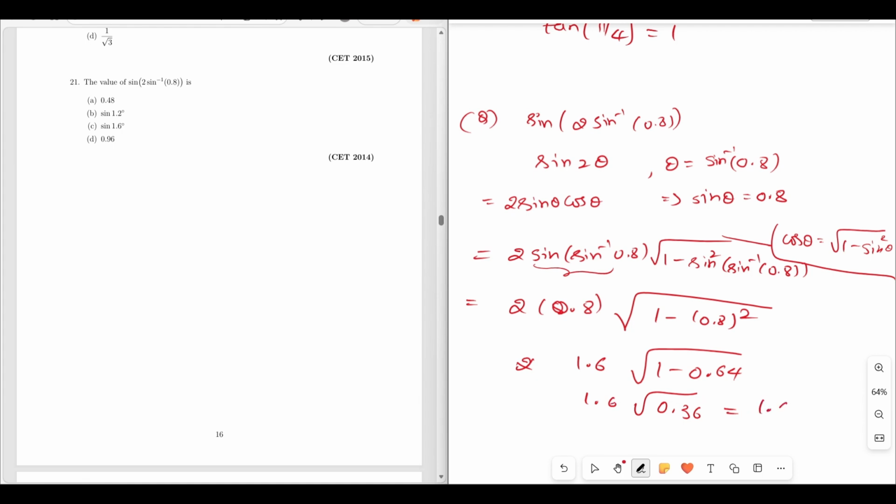0.36 is nothing but 0.6. So when you multiply, you'll get the answer as 0.96. So what is the option? The value of this expression is 0.96, which is given by option D, 0.96. So with this, we have discussed questions from the year 2025 to 2014, combining with the previous video.